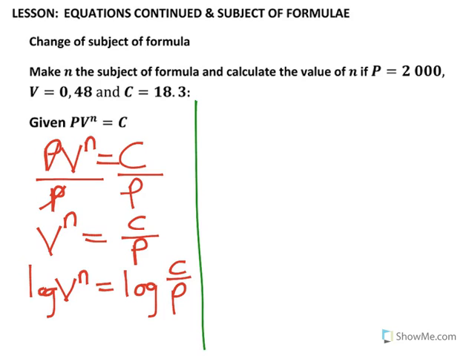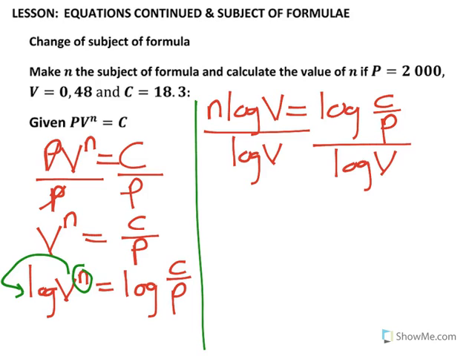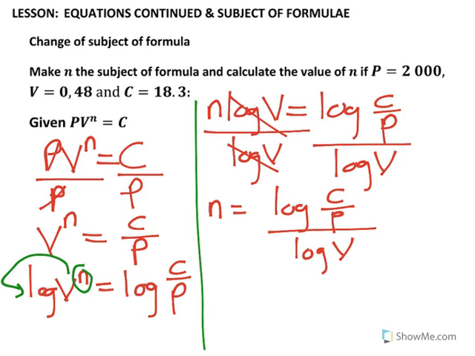When you have introduced logs, remember in logarithms, whenever you've got an n as a power, this n can drop to the front. You have got n log v is equal to log of c over p. When you have done that, you divide both sides by log v. We are going to have n is equal to log of (c over p) over log v. So that will be the particular answer that you get.